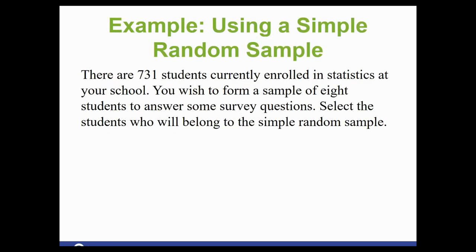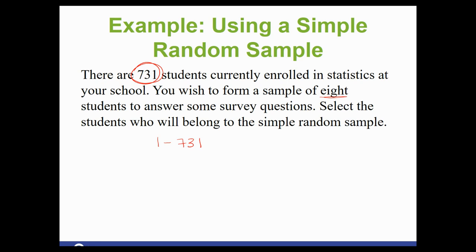So here's a situation that we could use to see in action. There's 731 students currently enrolled in statistics at your school. You wish to form a sample of 8 students to answer some survey questions. Select the students who will belong to the simple random sample. So we want to pick 8 out of 731. So we first have to assign all of those students a number. So from 1 to 731.